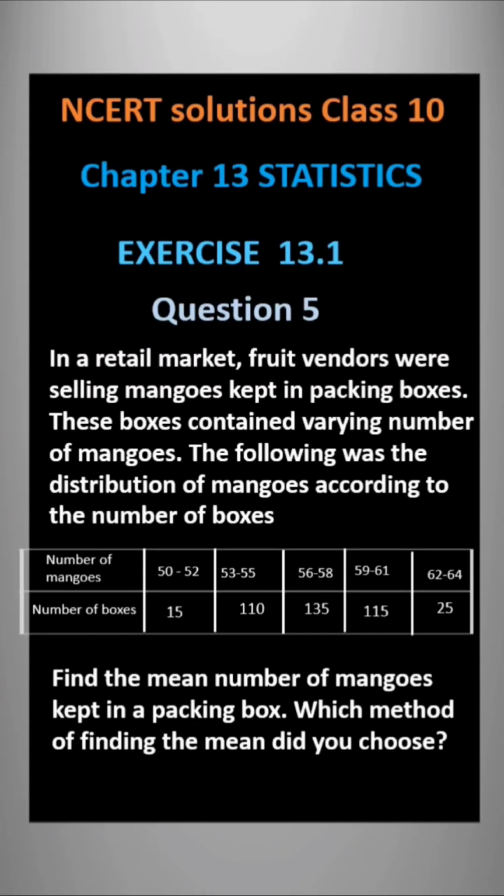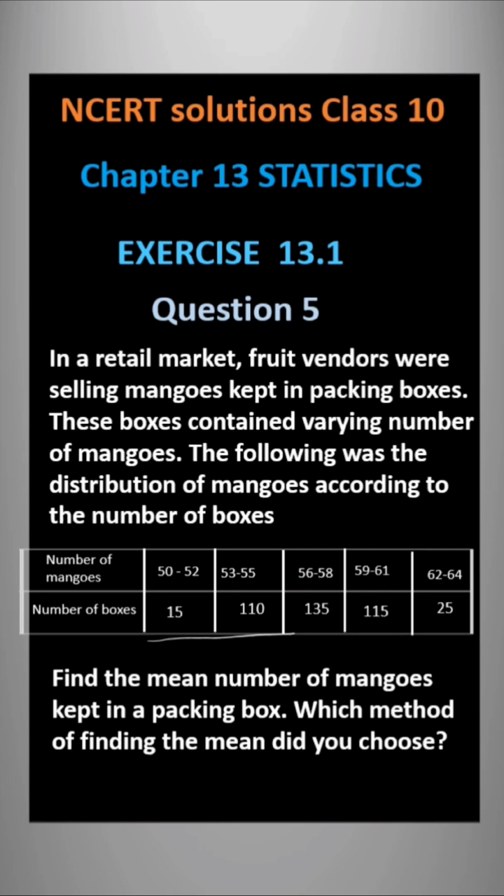In this video, let us solve question number 5 of exercise 13.1. The question is, in a retail market, fruit vendors were selling mangoes kept in packing boxes. These boxes contain varying number of mangoes. Following was the distribution of mangoes according to the number of boxes. This is the distribution table. Find the mean number of mangoes kept in a packing box.